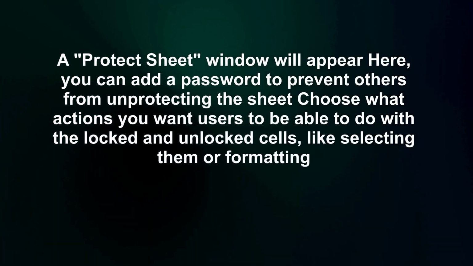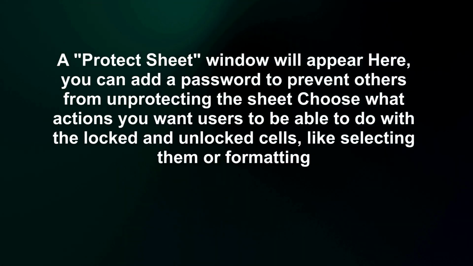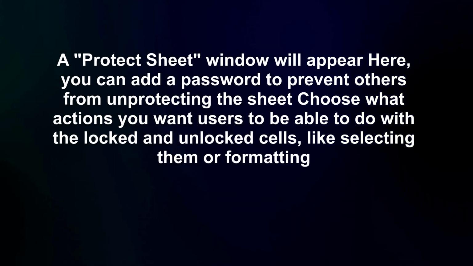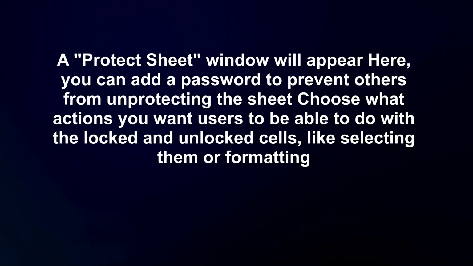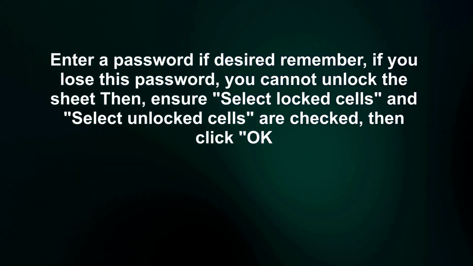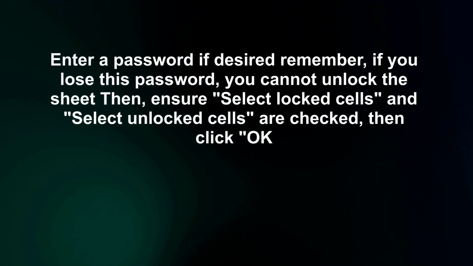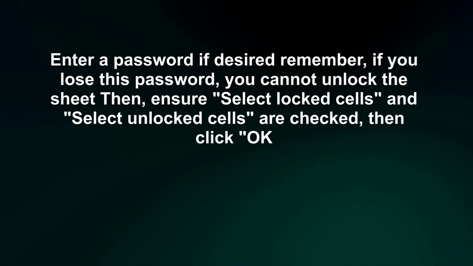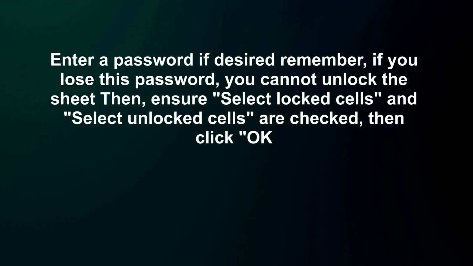Click on Protect Sheet. A Protect Sheet window will appear. Here you can add a password to prevent others from unprotecting the sheet. Choose what actions you want users to be able to do with the locked and unlocked cells, like selecting them or formatting. Enter a password if desired. Remember, if you lose this password, you cannot unlock the sheet. Then, ensure Select Locked Cells and Select Unlocked Cells are checked, then click OK.